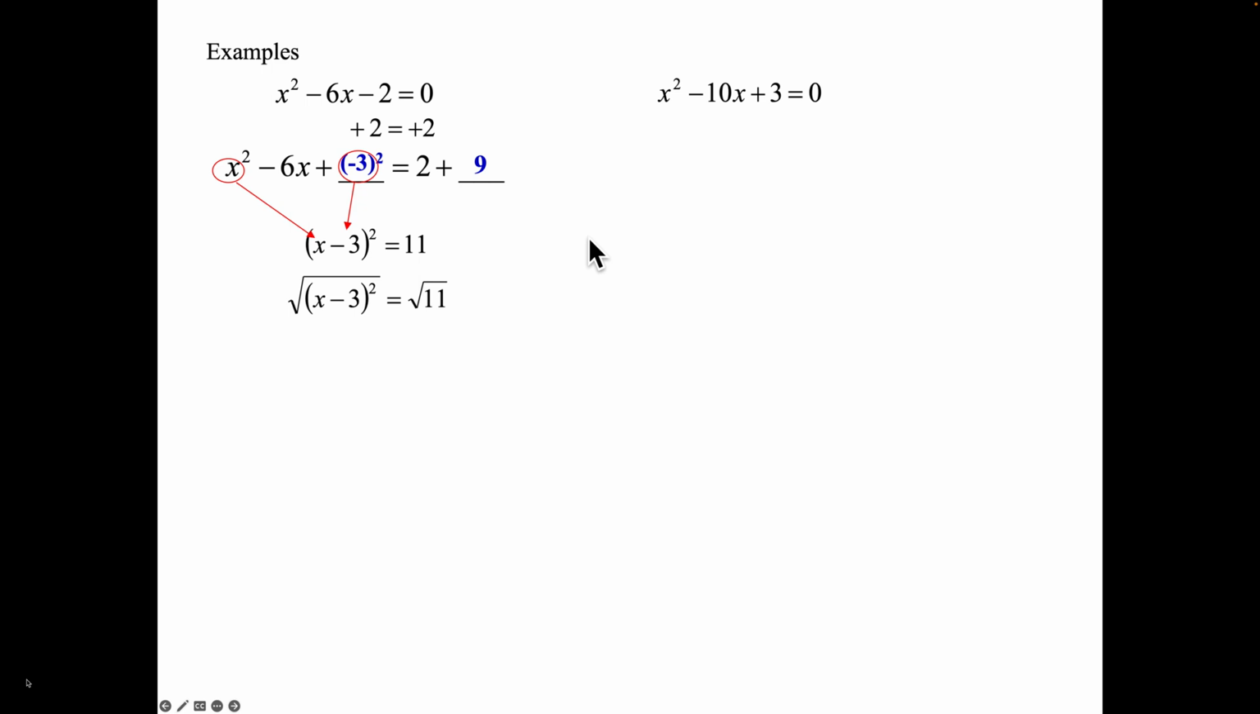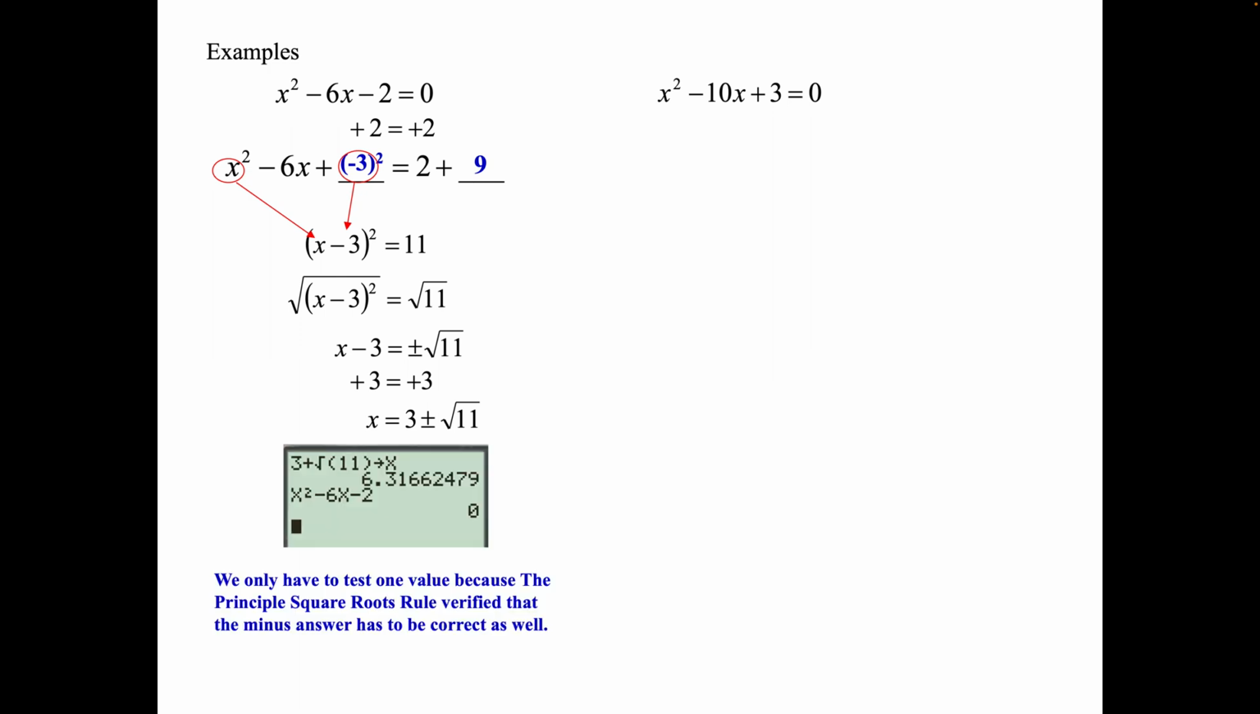We take the square root of both sides. x minus 3 equals plus or minus the square root of 11. We add the 3 over, sneak it in front of the plus or minus square root of 11, and you're done. Now, again, you can calculator check this. You can take 3 plus the square root of 11 and store it in for x. It's going to be a crazy decimal. You type in the left-hand side, and it equals 0. So if the plus sign works, the minus sign also has to work. Because remember, the principle of square roots rule said that if you have two answers, one positive, one negative, that's the plus or minus sign.